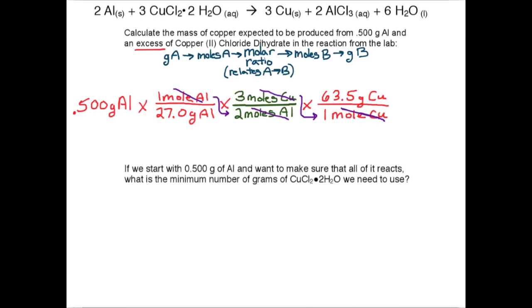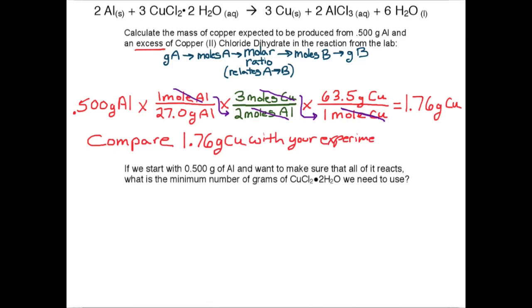Then we get the calculator out. Anything on the top is multiplied, anything on the bottom is divided. In this case, we get an answer of 1.76 grams of copper. At this point, you would compare this theoretical yield with your experimental value.